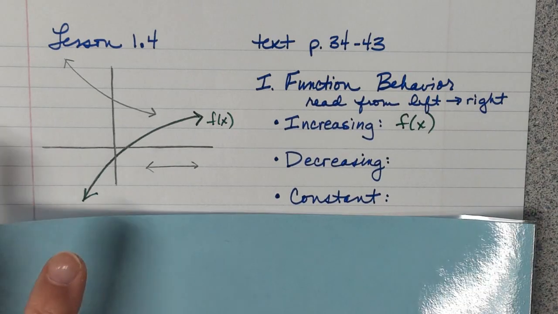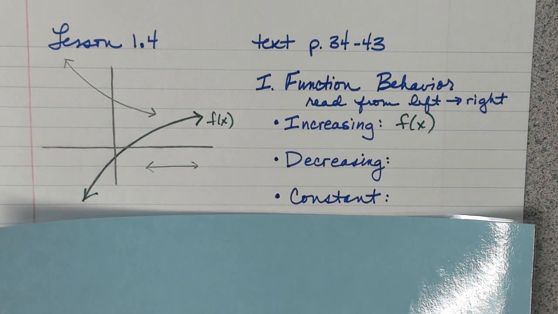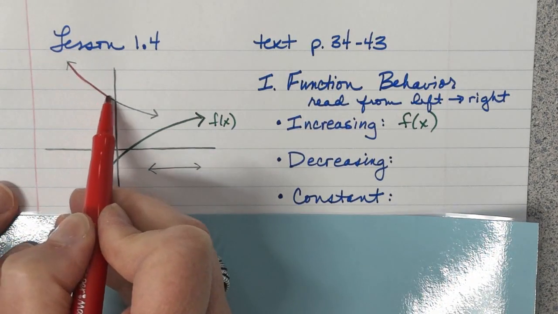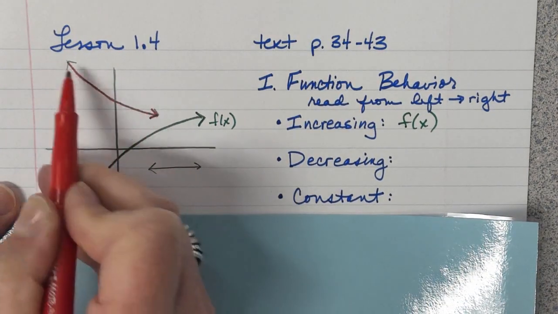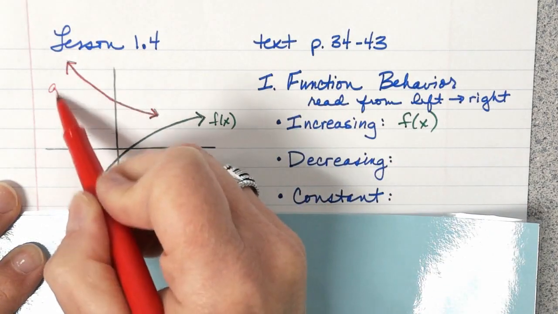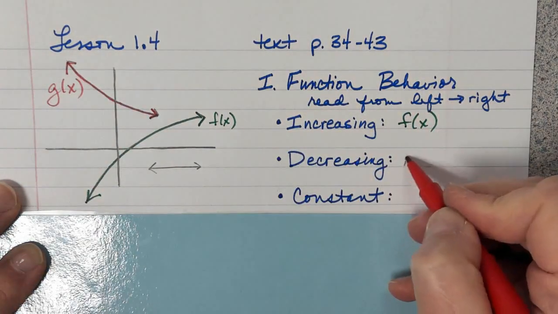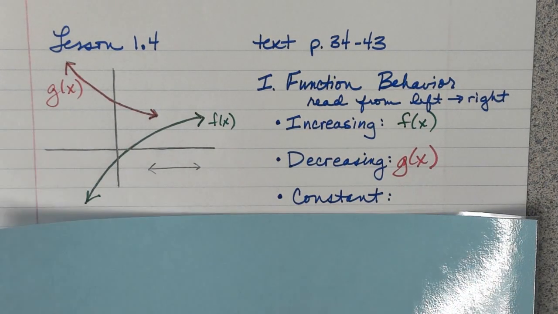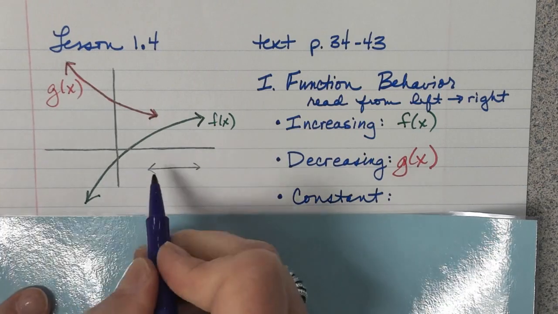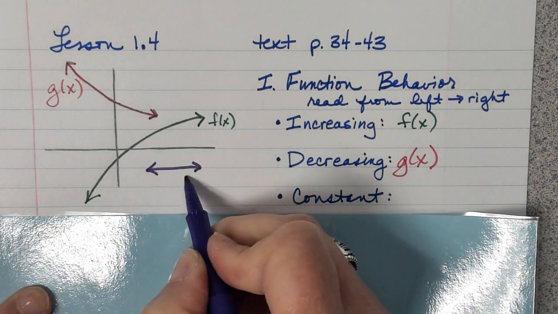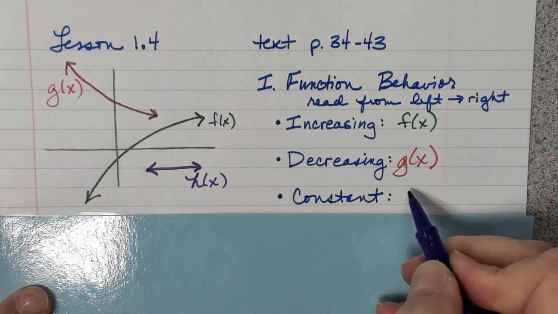And if I am, let's grab another color. If I'm going down, if I'm writing this, coming down, that one is decreasing. Let's label that one G. And obviously, a flat line, just a horizontal line, that one is a constant. Let's label that one H.